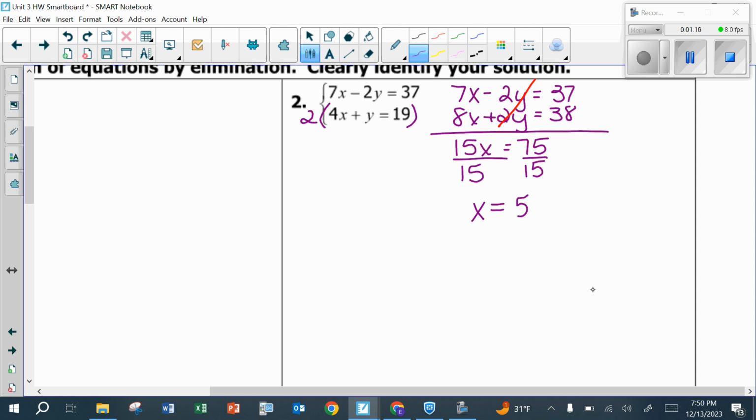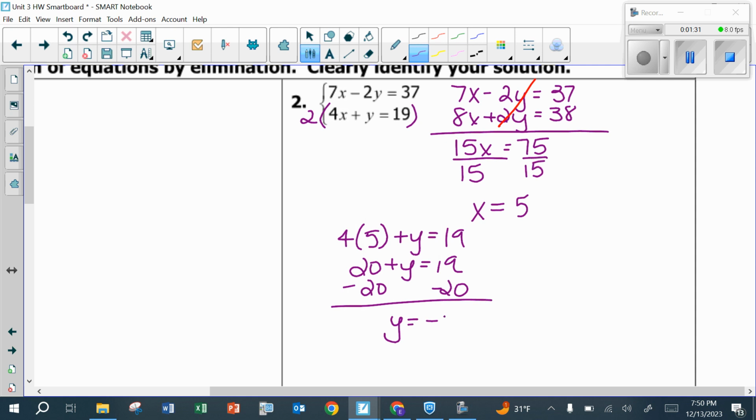I'm going to put x equals 5 into the bottom equation just because it looks a little simpler. 19. So 20 plus y equals 19. Subtract 20. So y equals negative 1. So the solution is 5, comma, negative 1.